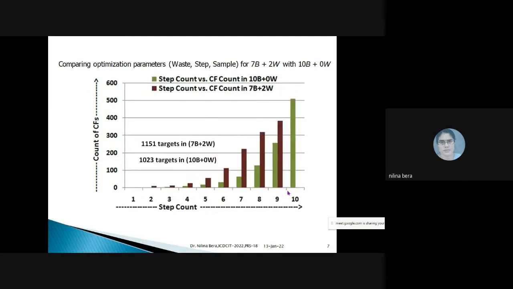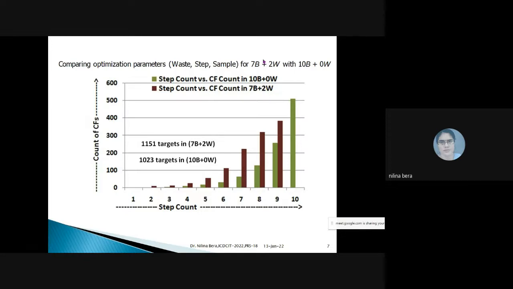In the same way, I am comparing the step count of the balanced and weighted dilution. The green bar is for the purely balanced one. It gives the maximum number of steps. Here, for concentration factors above 500, the green bar is telling me the first step count 10, and it is checking the 500 concentration factor.